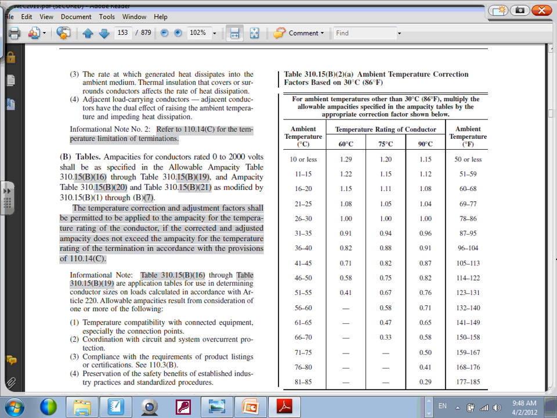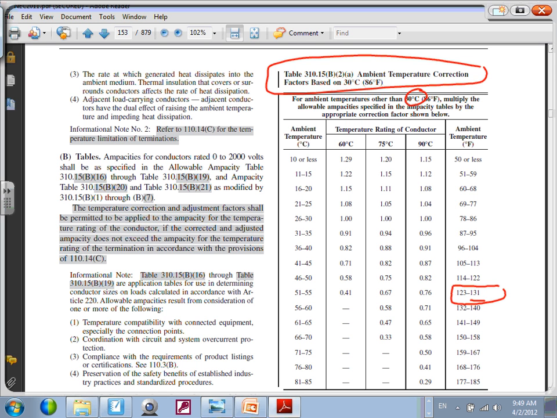This one is very interesting. You're going to spend 90% of your time in this table. If the ambient temperature is other than 30, plus or minus, then you need to derate. So let's take this one. Suppose I have an ambient temperature in Fahrenheit. The ambient temperature is 131.